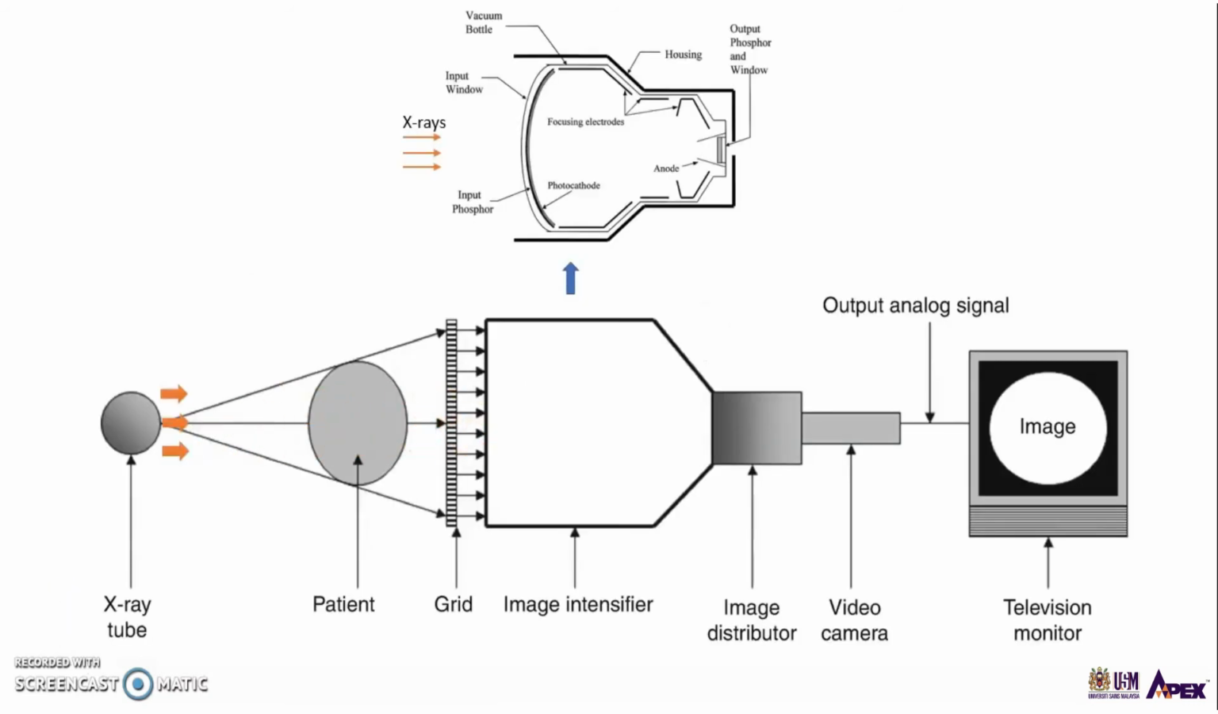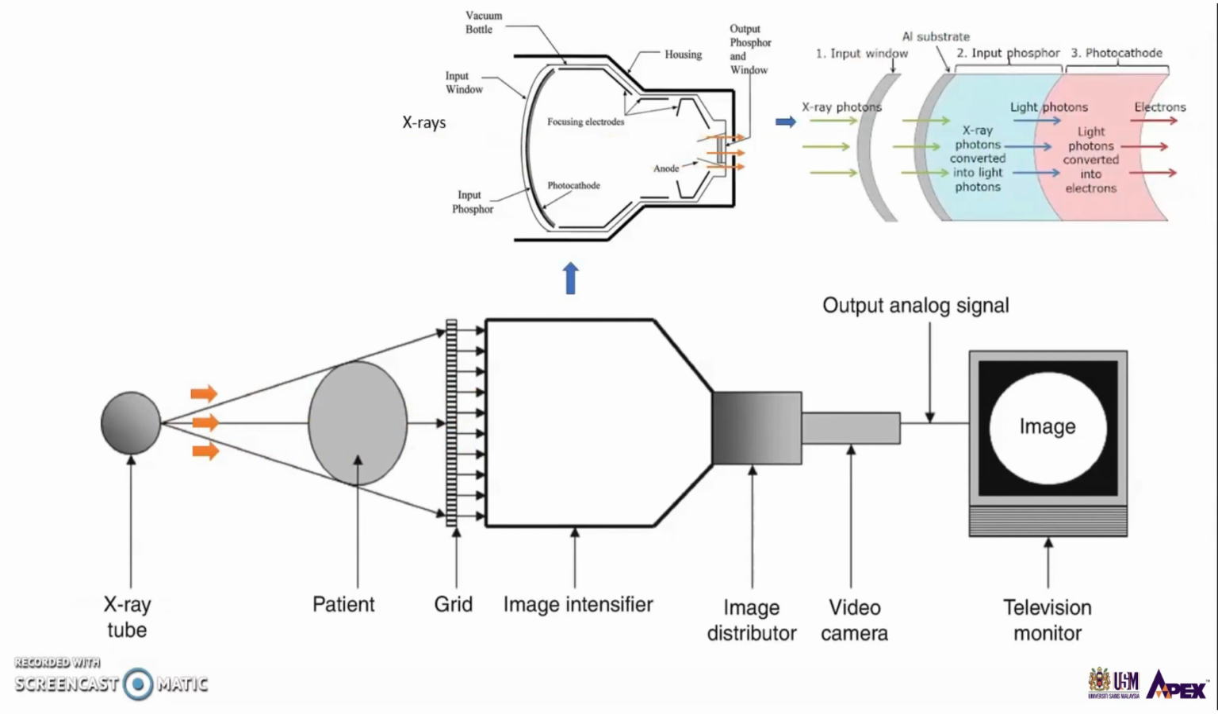When X-ray is exposed to the patient, different amounts of X-ray will be emitted. X-ray that pass through the patient's body will hit the input phosphor in the image intensifier. The cesium iodide crystal will convert the detected X-rays to visible light. After that, the light produced then hits the photocathode, and the photocathode will convert the visible light into electrons. Due to the potential difference within the image intensifier, the electrons are accelerated to the anode with high kinetic energy.